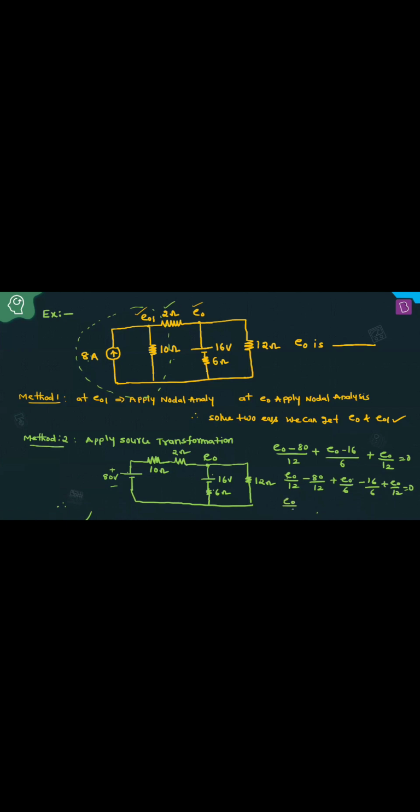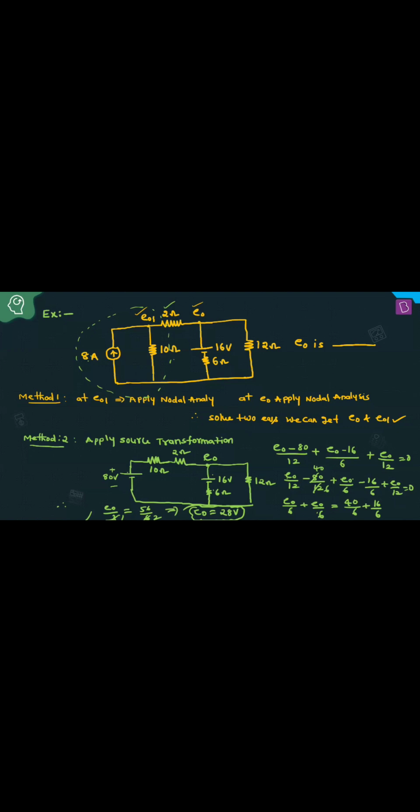That is E naught by 6 plus E naught by 6 is equal to 80 by 12 plus 16 by 6. 80 by 12 is 40 by 6, plus 16 by 6. This is E naught by 3, equal to 56 by 6. What is E naught? I got 28 volts. Is it correct? E naught equal to 28 volts. That is the final answer. Very good, that is correct.